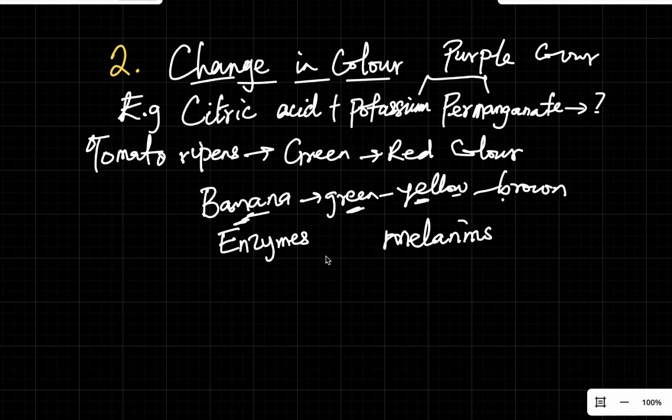Melanins will be formed. So because of new chemicals, it will change from what? From yellow to brown. This is very, very simple. This is what is happening every day, but most of you are not aware of it. I'm just telling you the chemistry of it.